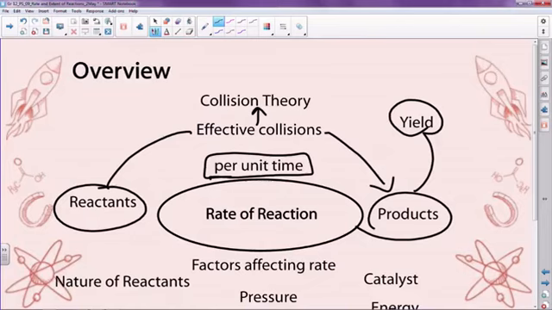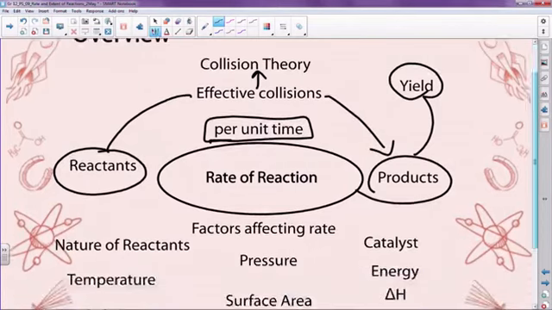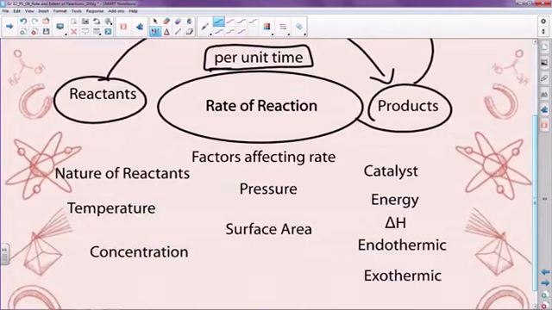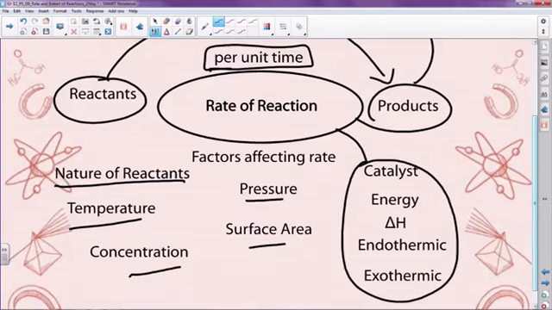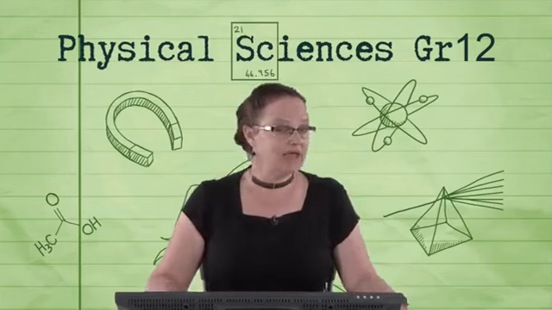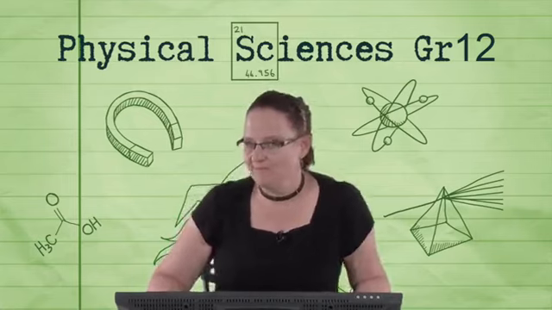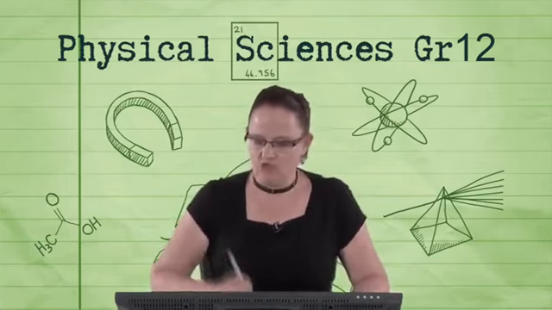So besides that, so we know we end up with this, we've got to look at what affects the rate, what makes it go faster or slower, and we're going to look at nature of reactants, temperature, concentration, surface area, pressure, all of those sort of things. And then, just for fun, we're going to put in a whole bunch of stuff from grade 11, because we're going to consider what happens with a catalyst, and of course a catalyst changes the activation energy, and of course changes a whole bunch of stuff like that. And then we're going to look at delta H, and whether it's exothermic and endothermic. Okay, so we've got a nice big overview. Let's jump right in there.